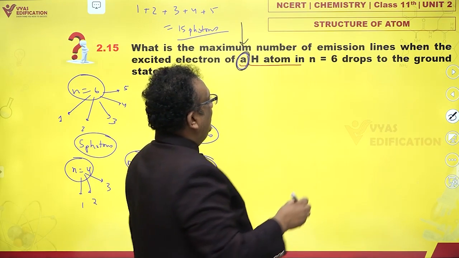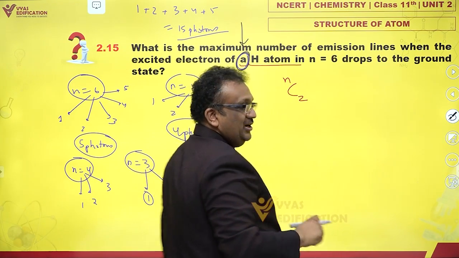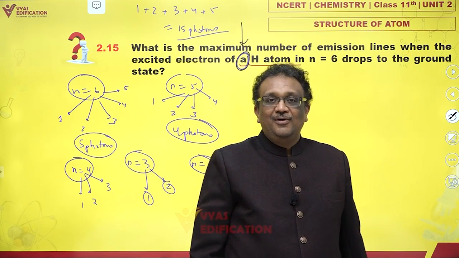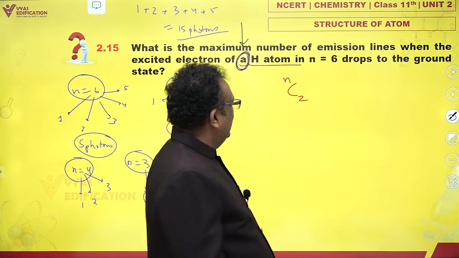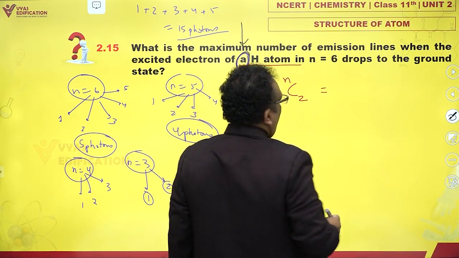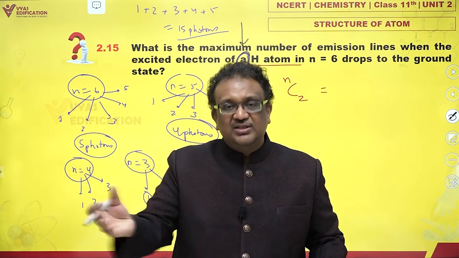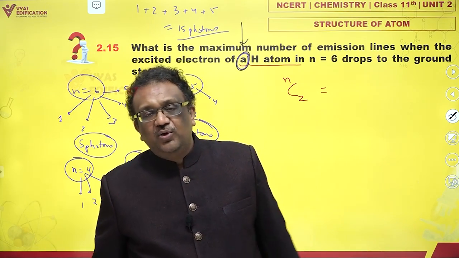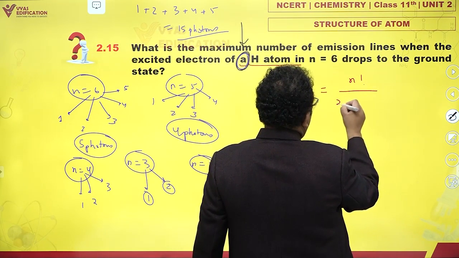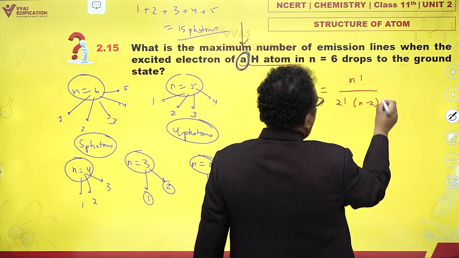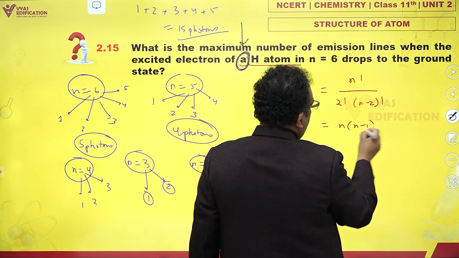If you have n shells, you take any 2 at a time, nC2, and you get that. That's it. And how much is nC2? Because out of n shells, you take any 2 at a time and exchange the photon between them, and this is a unique photon you will get. This is n factorial by 2 factorial into (n minus 2) factorial, which is n into (n minus 1) upon 2.